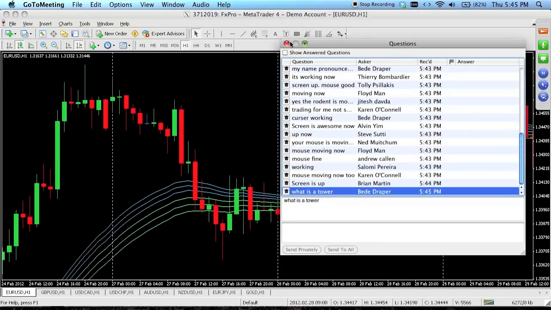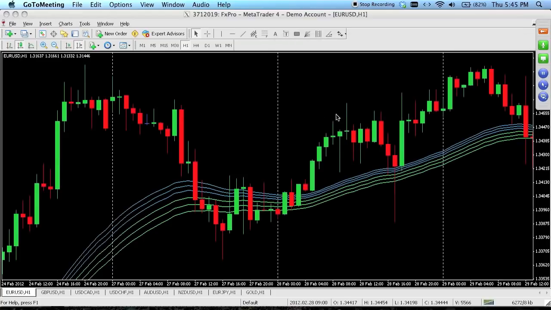Bede, you're asking what is a tower? It is basically a candlestick that is approaching the MA. We call that the towers. Consider the MA as the sky.